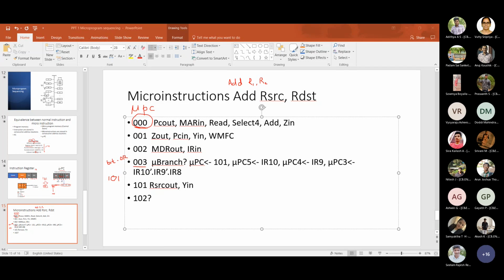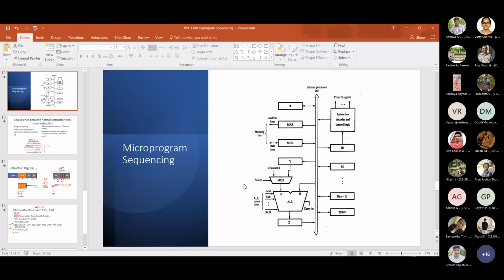When you do it, you have to remember this diagram. So first operand you have read and put in Y. Second operand, as soon as you read it, it will be available as the B operand. Now as soon as you read the second operand, you can activate the add operation and Z in. You can store the result in the Z register. So Z in should be activated.